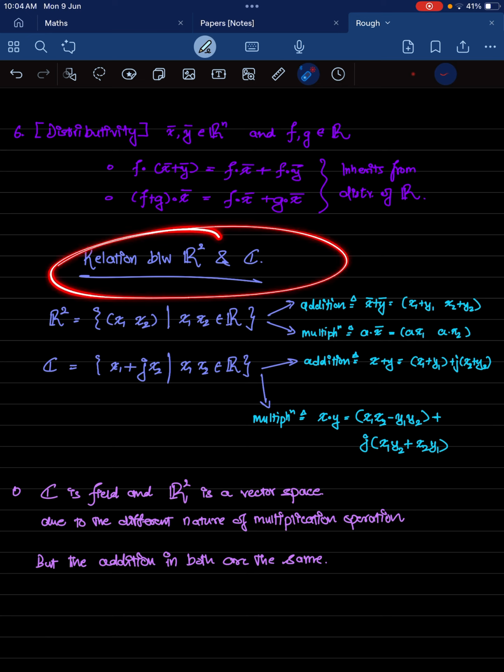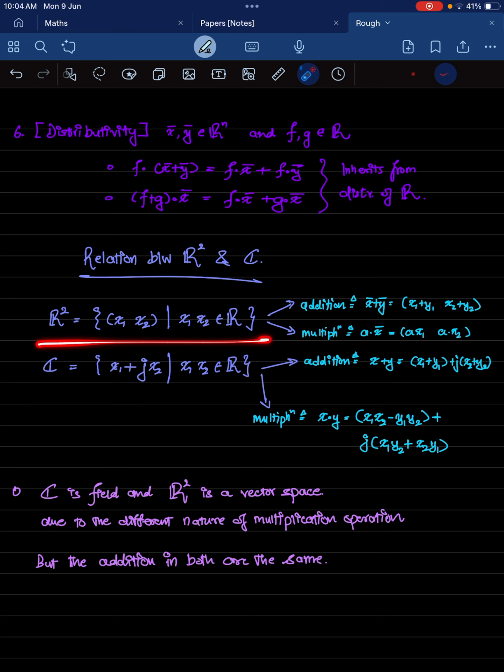Now there is a small relation between R and C. So if you look at R square, the addition is a component wise addition, the multiplication is a component wise scalar multiplication actually. For complex numbers though, it's defined as x1 plus jx2, but the addition, if you look at it, also is like a component wise addition only. Just instead of writing it separately, we write the real part plus j times an imaginary part, nothing else.